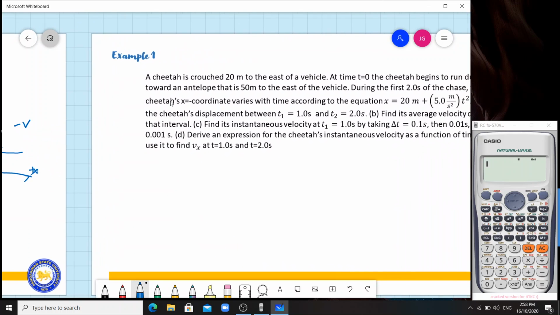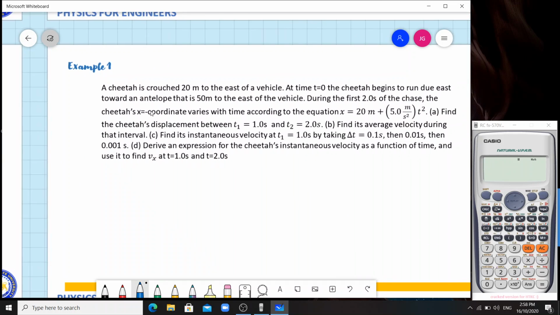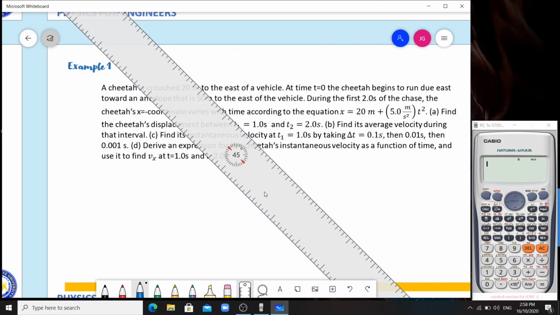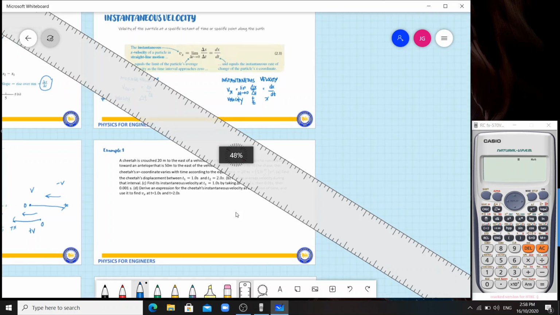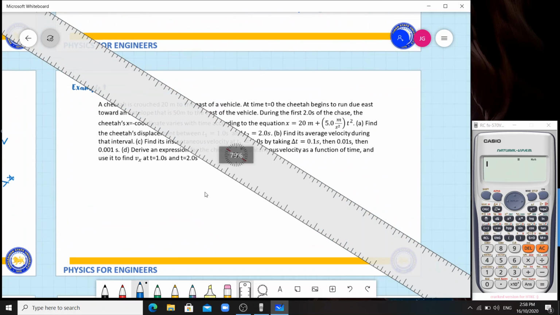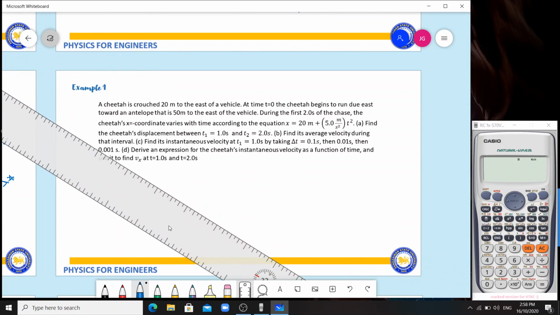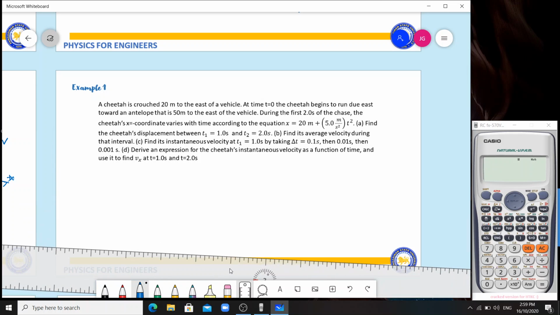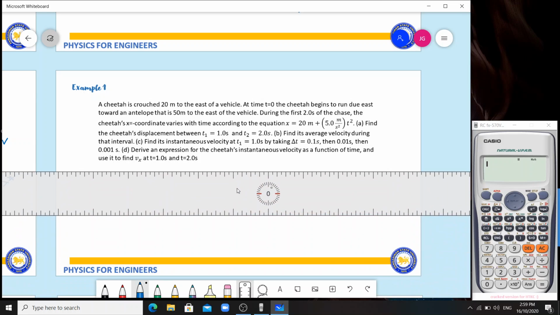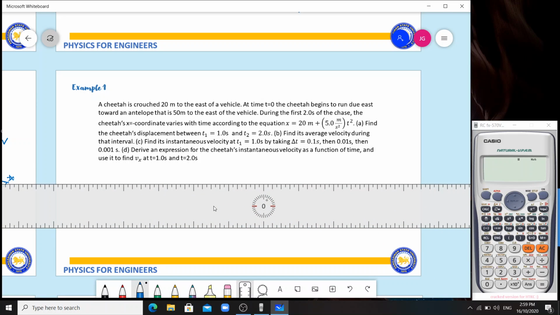So let's say for example, let's apply that in example number 1. Okay. Sabi niya, a cheetah is crouched 20 meters to the east of a vehicle. At time 0, the cheetah begins to run due east towards an antelope that is 50 meters to the east of vehicle. So, in order to solve a physics problem, worded problem in kinematics, we have to draw the model, okay, which will represent the worded problem.